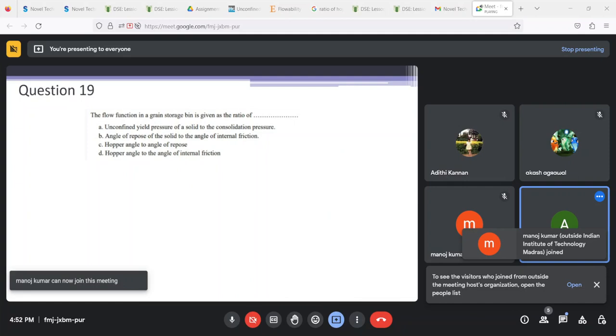Okay, question 19. The flow function in a grain storage bin is given as the ratio of: A. Unconfined yield pressure of a solid to the consolidated pressure. B. Angle of repose of the solid to the angle of internal friction. C. Hopper angle to the angle of repose, and D. Hopper angle to the angle of internal friction. The flow function is a parameter that tells you the flowability of the material. When you're dealing with powders or small grains, how easily they are able to flow can be calculated from the flow function. What is the answer to this question? Any idea?